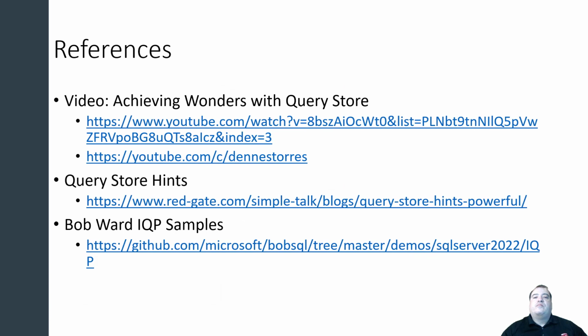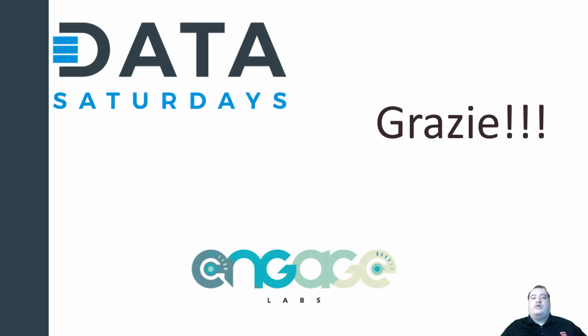Some references: a video, Achieving Wonders with Query Store, and a blog post about query store hints. It mentions only Azure SQL Database because this blog post was written when it was released on Azure SQL Database. And the GitHub link for the SQL Server intelligent query processing samples. Most of the demos I made during this session were from this GitHub. You can find very useful content inside this GitHub. I recommend it a lot.